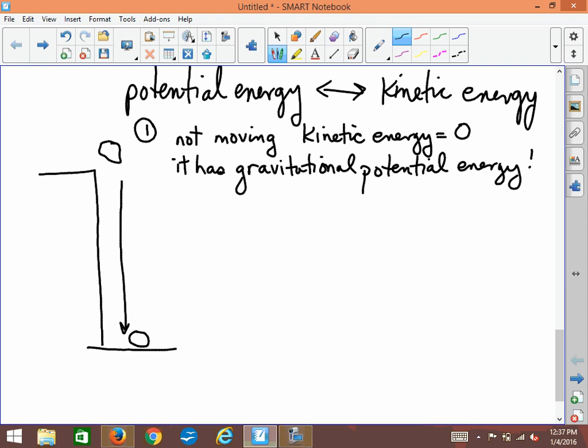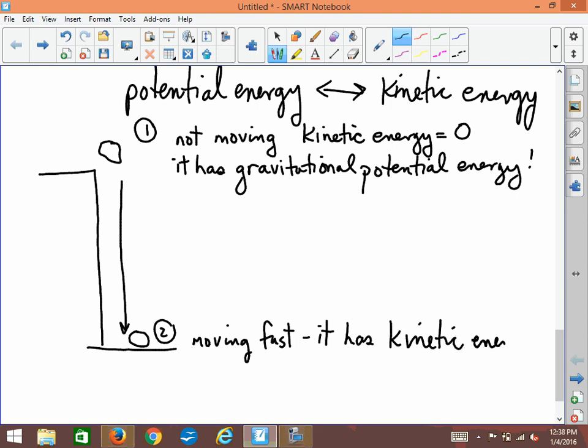A millisecond before it hits the ground, time number 2. Let's look at what it has here. Now it's moving fast, right? As it's fallen, it's gotten accelerated faster and faster. It's moving fast. So now that means it has kinetic energy. But it's about to hit the ground, which means that gravity is not going to be able to do anything to it once it hits the ground. And so it doesn't have any more height. It has lost all of its gravitational potential. It's lost its gravitational potential energy.